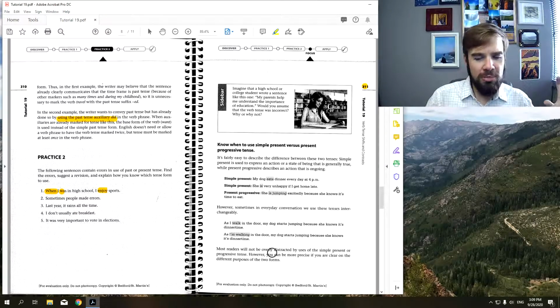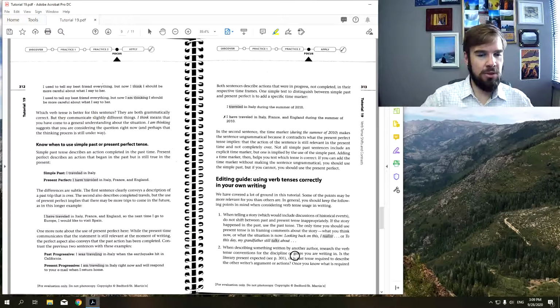Most readers will not be overly distracted by uses of the simple present or progressive tense. However, you can be more precise, clear, and specific if you're clear on the different purposes of the two forms. So again, more examples here on page 312.